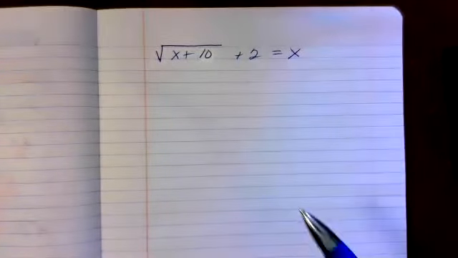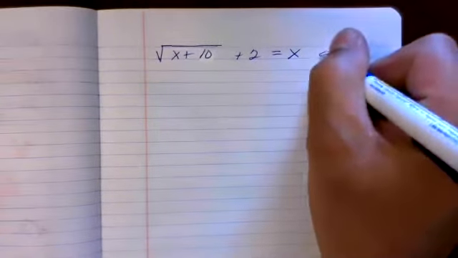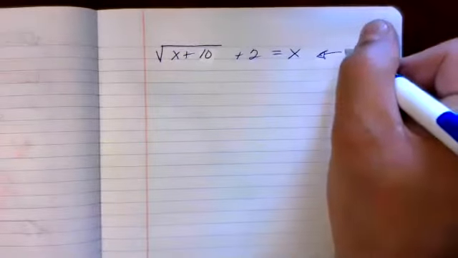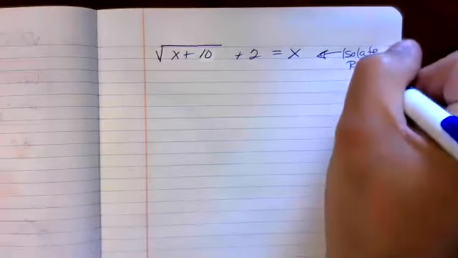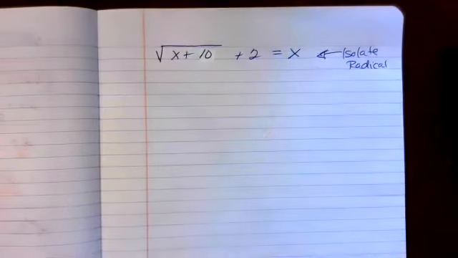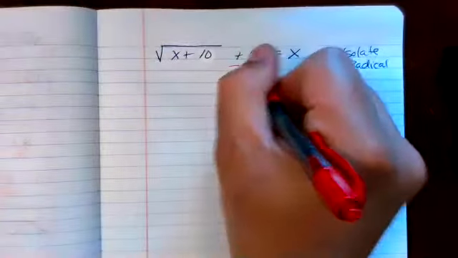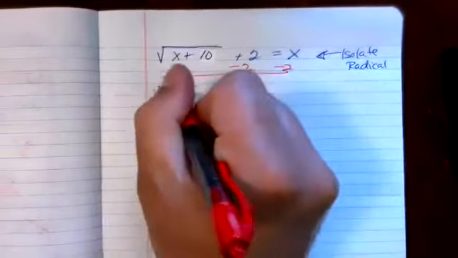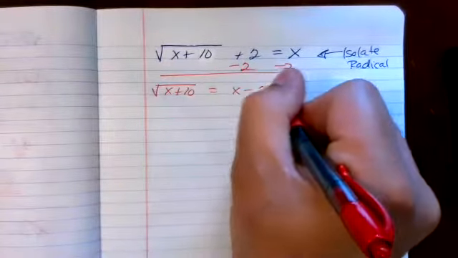So let's start by removing the radical. Oh, we should isolate that radical before we remove it. So we want to isolate the radical. So in that case, we're going to have to subtract 2 from both sides of the equation. So I'm going to have the square root of x plus 10 is equal to x minus 2.